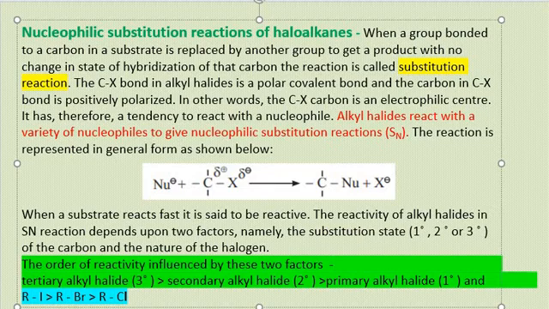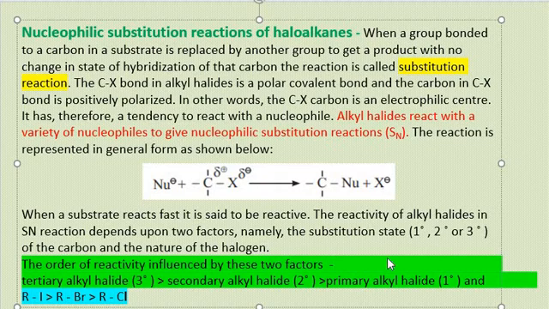And the general equation which would be given for attacking nucleophile in the substrate, what will happen? This halogen atom will be replaced by this nucleophile and the new compound will be formed and halogen atom will be out as anion.